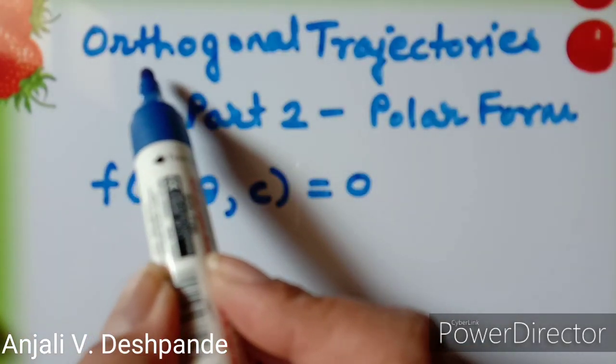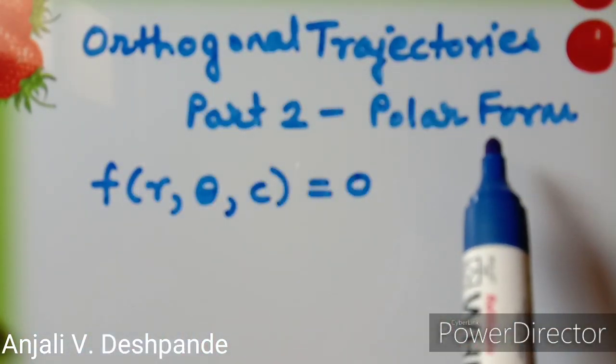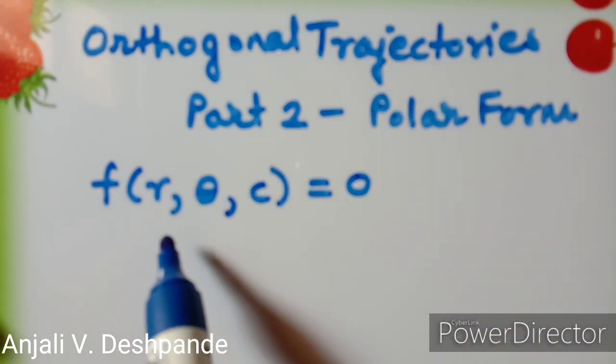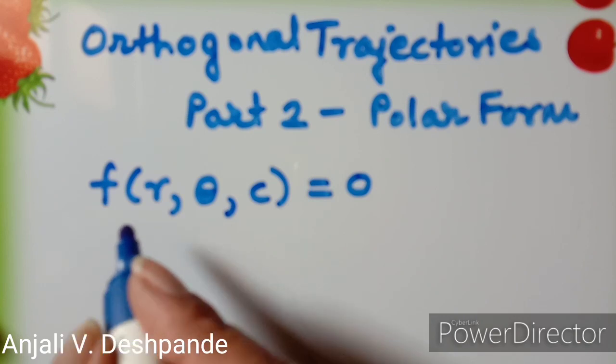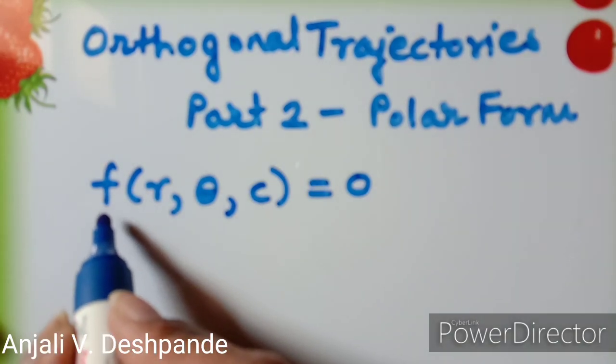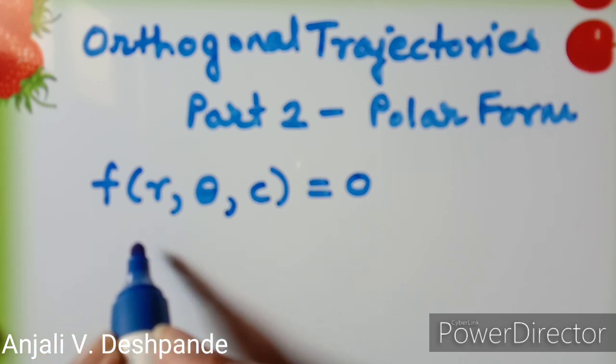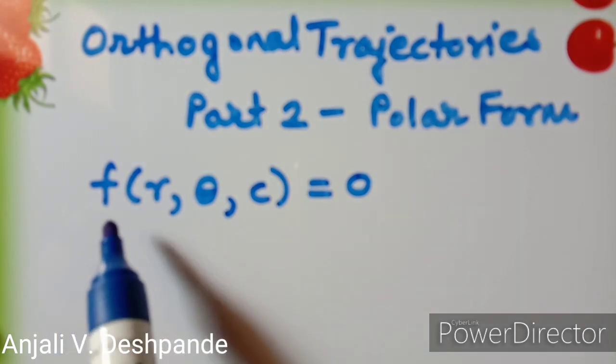So this video is orthogonal trajectories part 2, polar form. So we are going to see how to find out the orthogonal trajectories in the polar form, when the given equation of the family of curves is now in polar form. In the earlier video, part 1, we have seen orthogonal trajectories in Cartesian form. The link to that video is given in the description box, so you can refer to that as well.